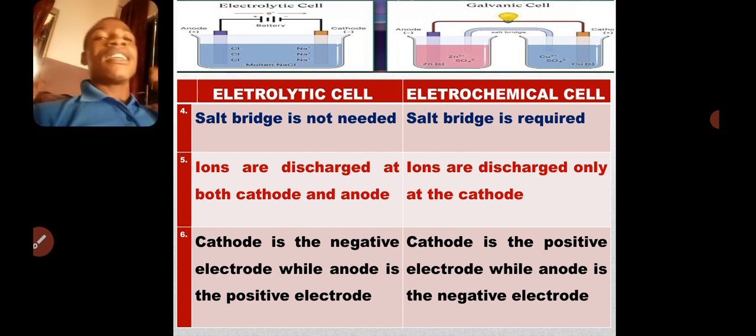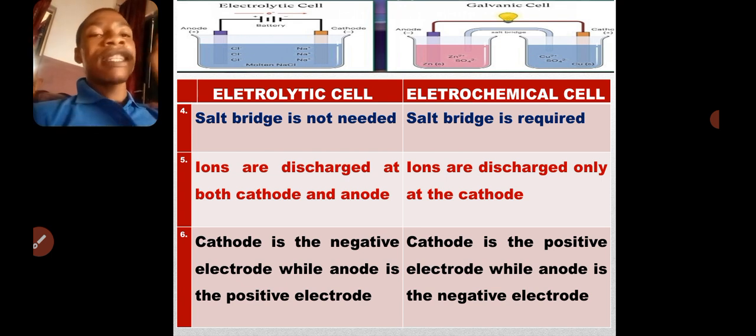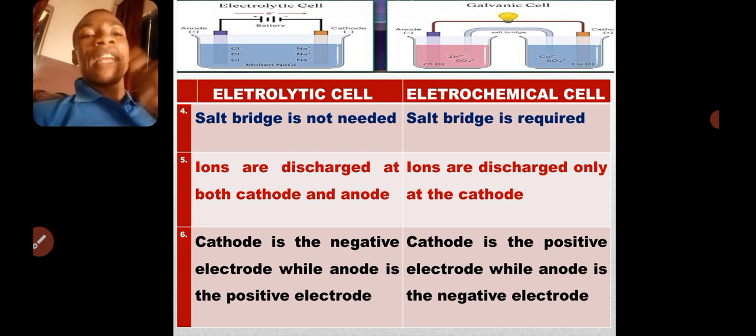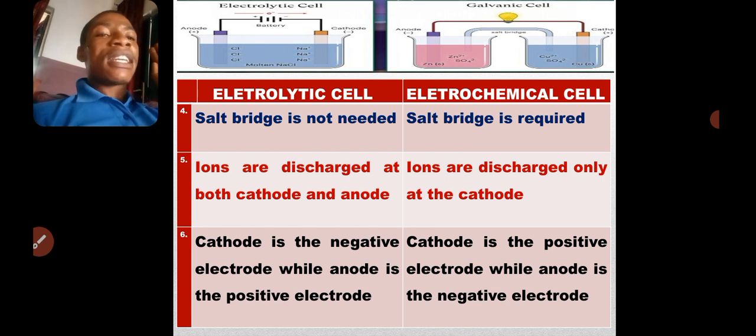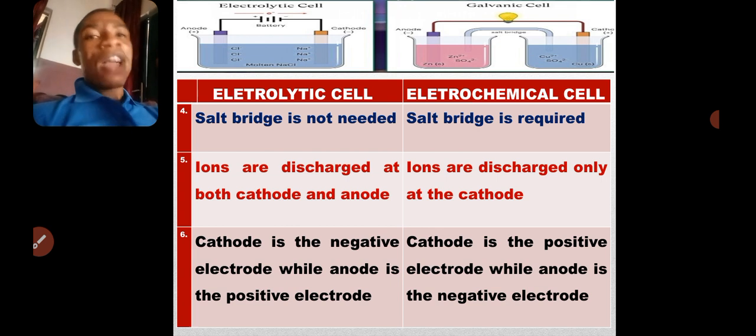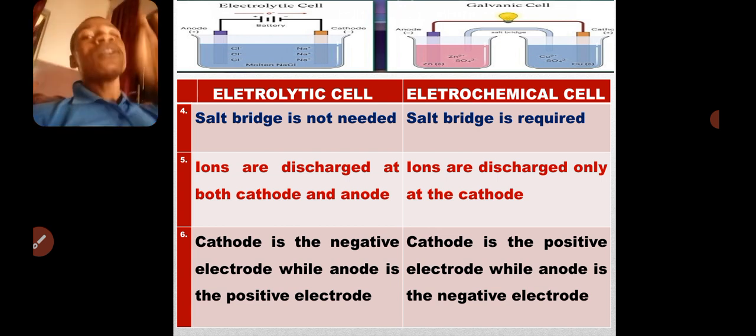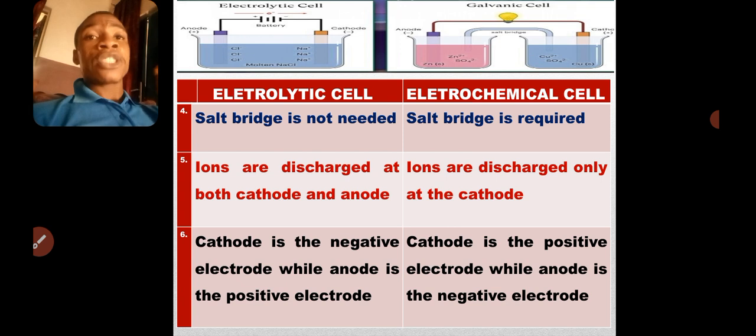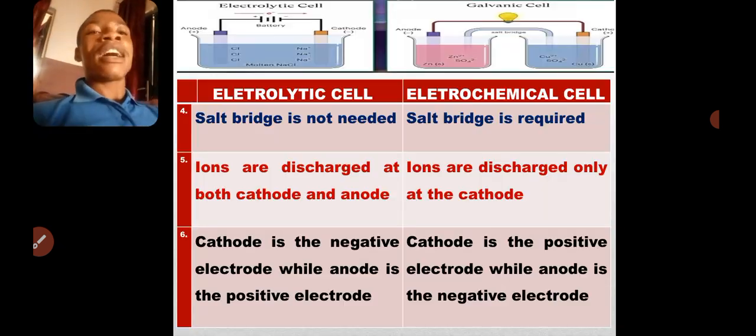Then number 6, in electrolytic cell, cathode is the negative electrode, whereas anode is the positive electrode. But for electrochemical, the cathode is positive while the anode is negative. However, cathode is still the site of reduction in both cases, so don't get it confused, while anode is still the site for oxidation. So we'll continue our class in the next video. Thank you.